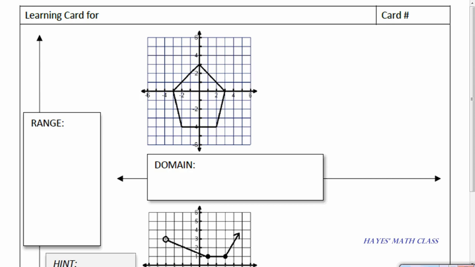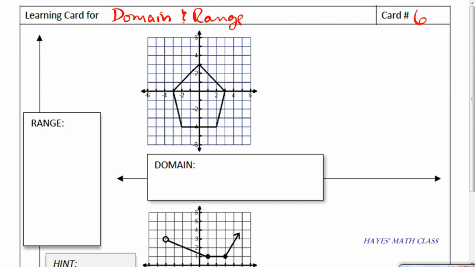So domain and range, that's going to be learning card number 6. This is the first one of this unit, if you're keeping track at home, and this card really is really basic. The main reason to go through it is that domain and range is one of those concepts that is just so important in math. You're going to hear about it for the rest of your math careers, whether you're into geometry, Algebra 2, all the way up through calculus, et cetera. So that's why this is really, really vital.